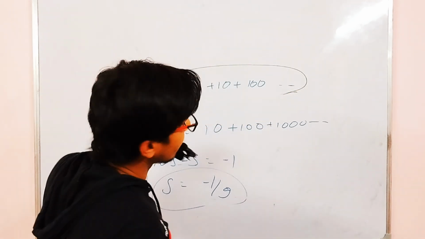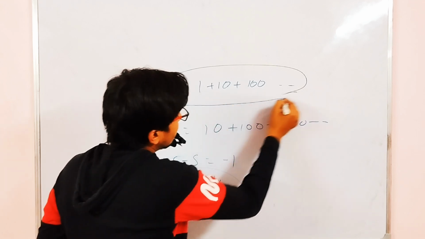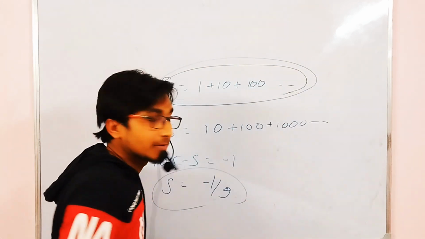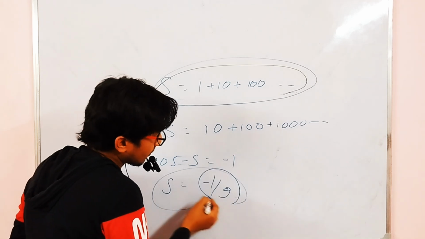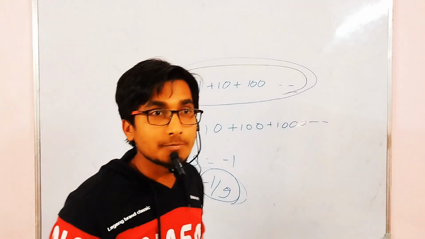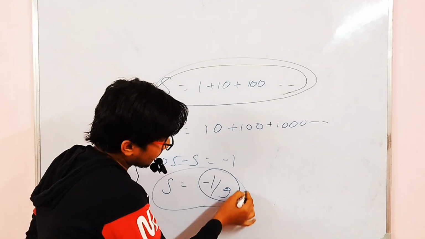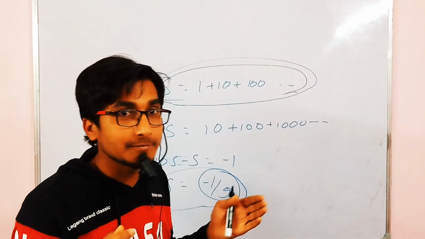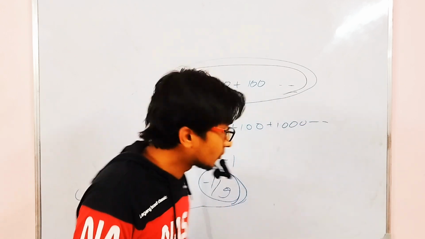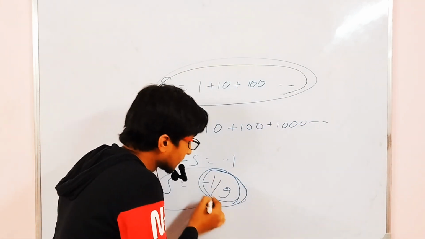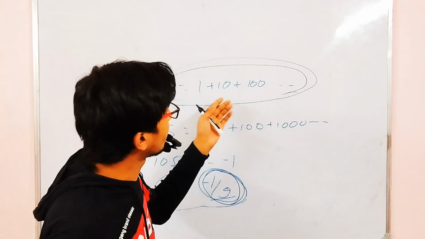So according to him, what he may want to say is that the property of this number will be the same as the property of minus 1 upon 9. So we can't imagine what the value of this infinite series will be. So you have to consider that if you know about minus 1 by 9, we can know about this.